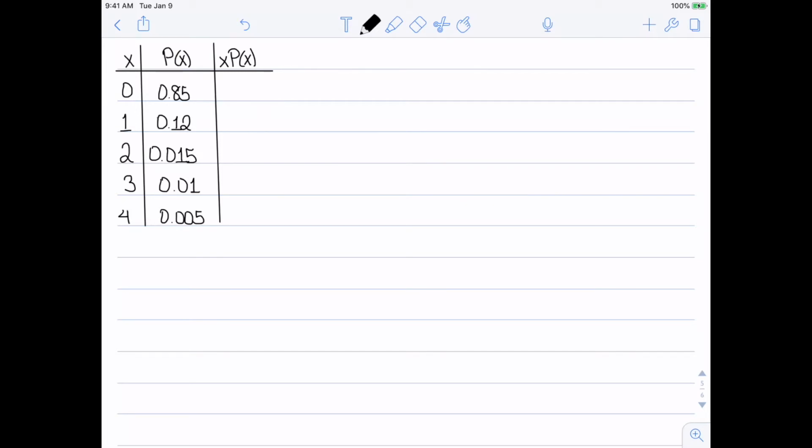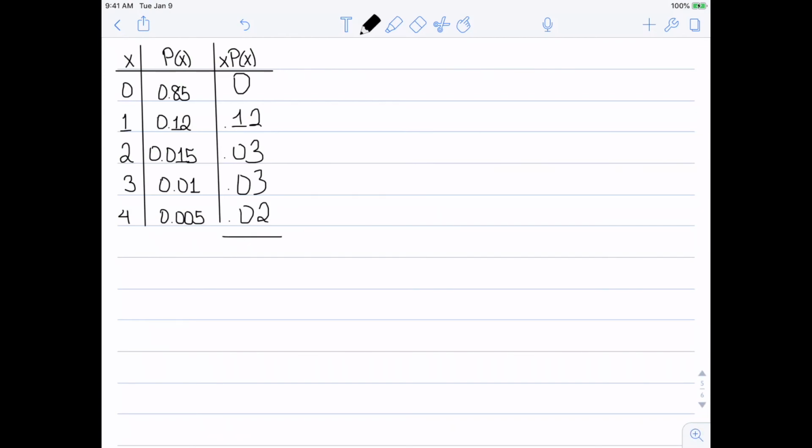Here's another example of a probability distribution, and I went ahead and added on to my last column here of x p of x so we can find the mean. So we start by multiplying across. 0 times 0.85 is 0. 1 times 0.12 is 0.12. 2 times 0.015 is 0.03. 3 times 0.01 is 0.03. And 4 times 0.005 is 0.02.